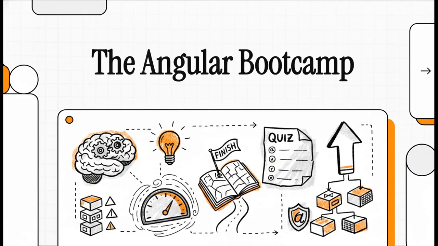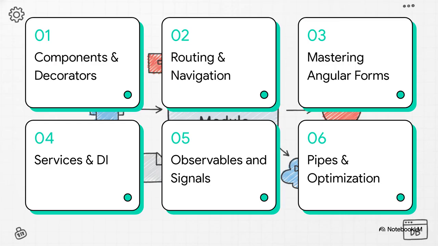Okay, let's dive right into this. Here is the agenda we're following today. We've broken the journey down into 6 core pillars. 1, components and decorators. 2, routing and navigation. 3, mastering Angular forms. 4, services and dependency injection. 5, observables and signals. And finally, 6, pipes and optimization.